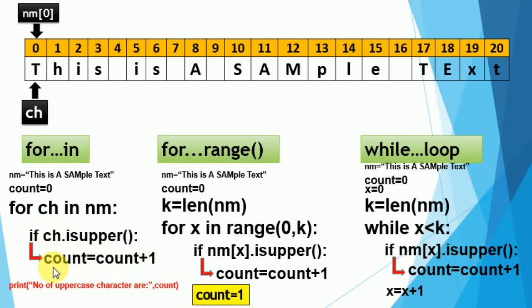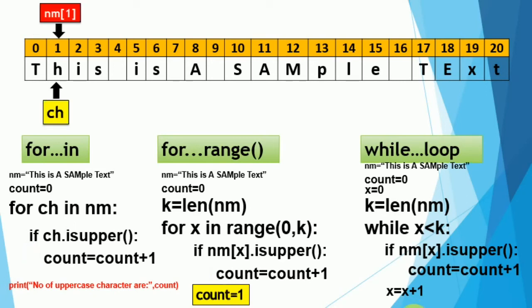After that it again goes back to the for loop. Same case in the for range and while loop also. If nm of x, meaning nm of 0, is capital, yes, the counting is going to be plus. Same case in the while loop also. Next one, what happened? Now count is going to be 1. Now the next step is going to be h.